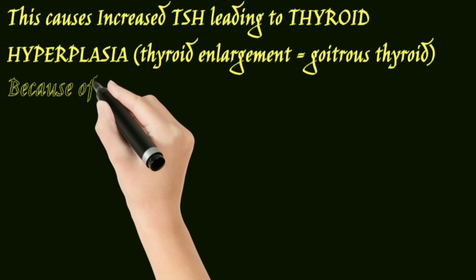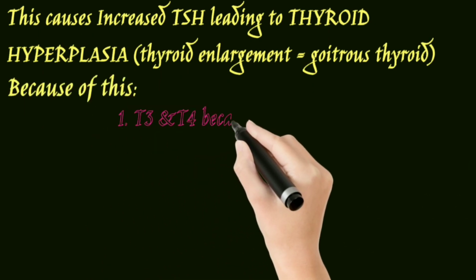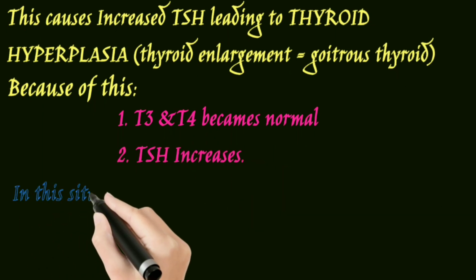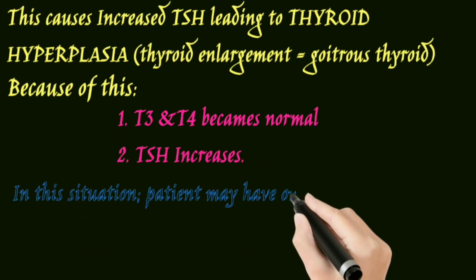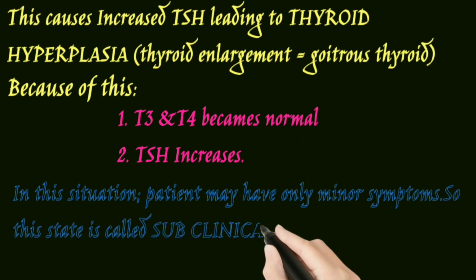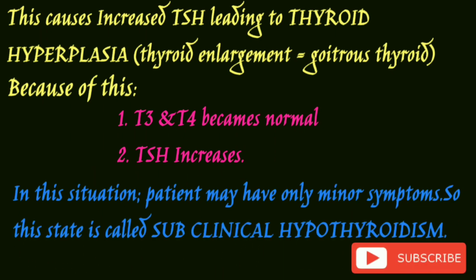So, because of thyroid hyperplasia, T3 and T4 become normal, but TSH is increased. In this situation, the patient may have only minor symptoms. So, this stage is called subclinical hypothyroidism.